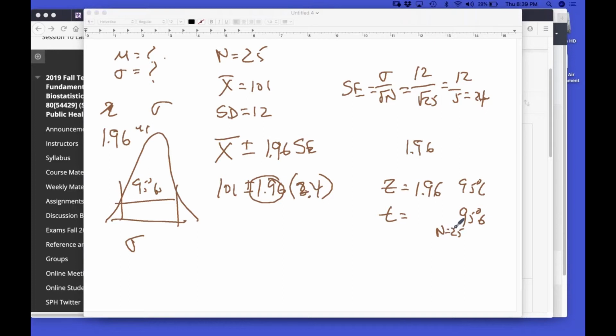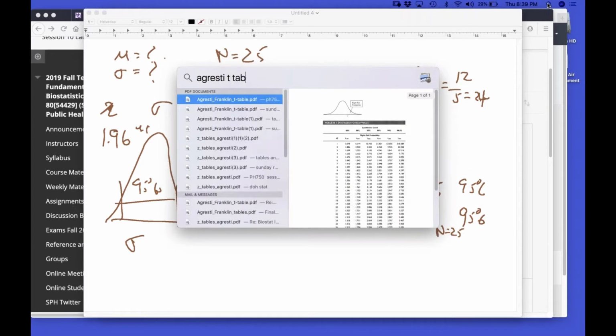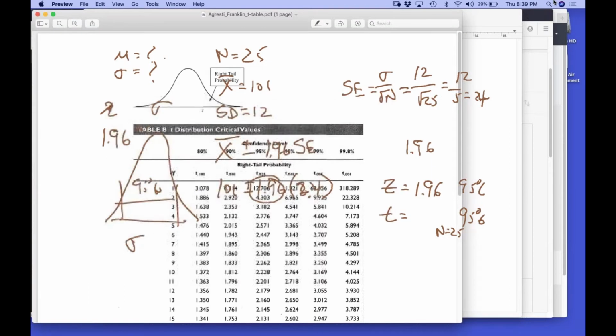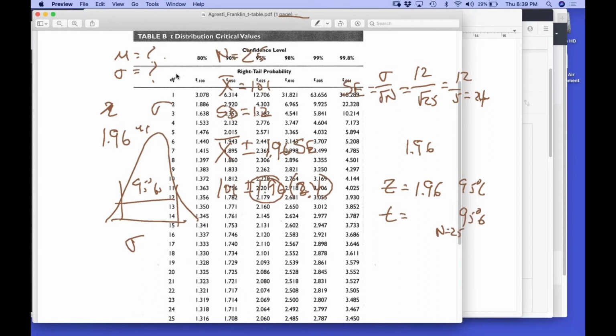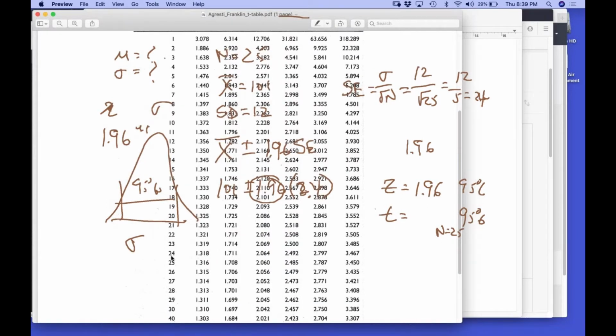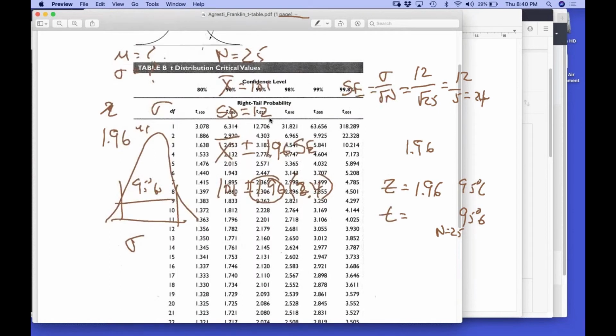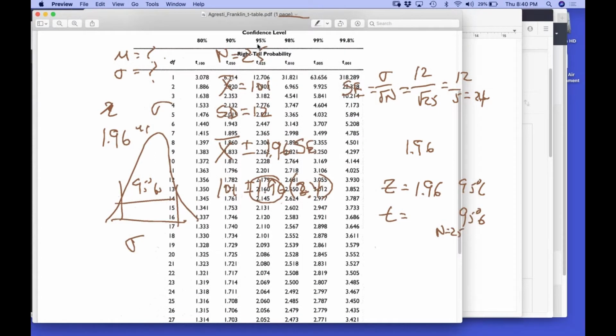So for a sample size of 25, we have to look it up on the table and find out what to use. Okay, so on this table, if I scroll up here, the first column is degrees of freedom. Degrees of freedom are the sample size minus 1, so it's 24 that we're looking for. So for sample size 25, I go down to row 24, and I go across to the third column, because the third column represents the 95% confidence interval. So for 24, it's 2.06.